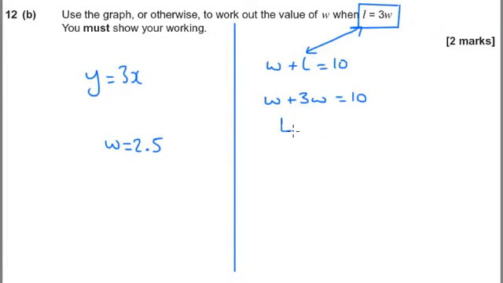If we add those W's up now, that gives us 4W equals 10. And if we divide by 4, we get that W equals 2.5, like we did before. So a couple of different ways you could approach this question.